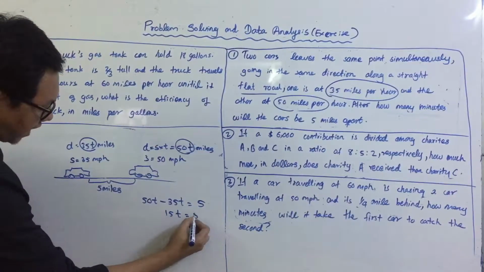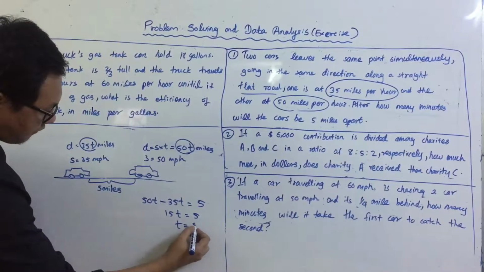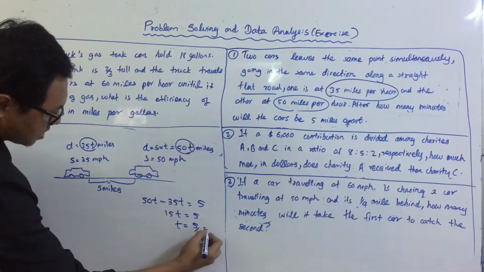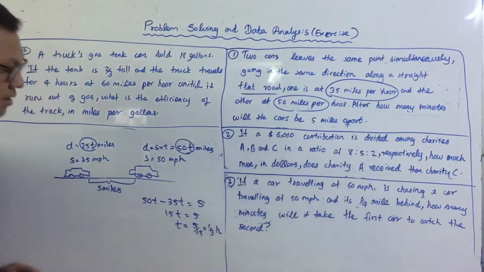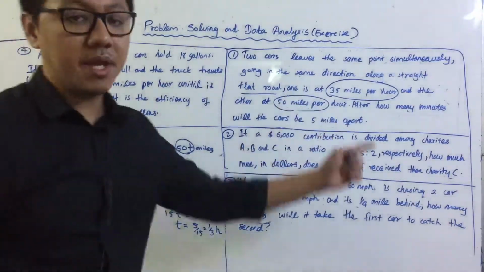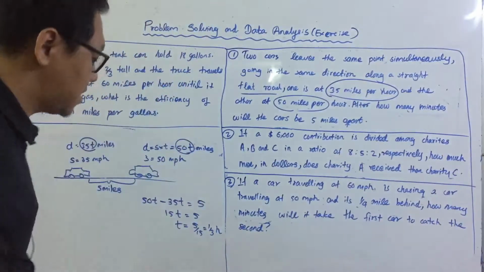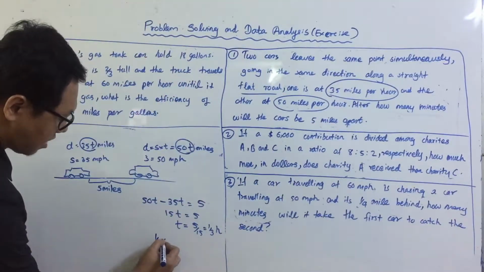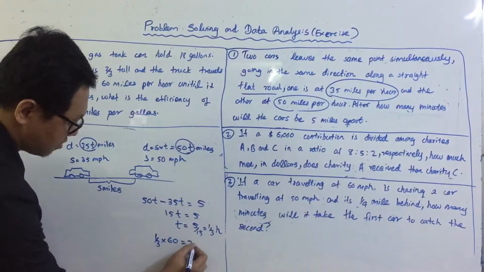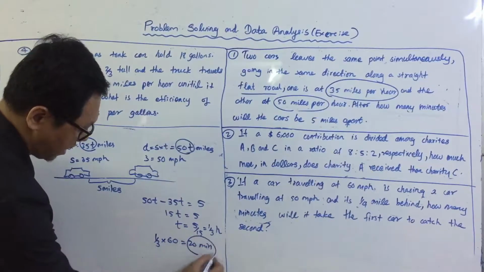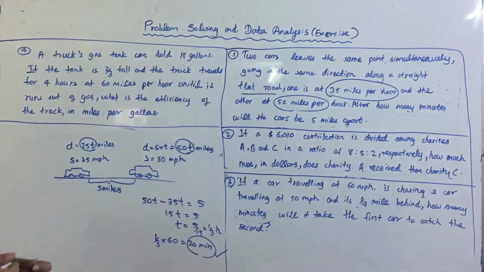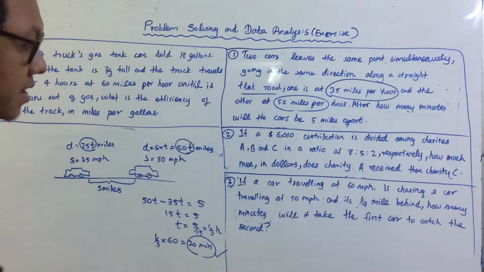15t equal to 5. t is equal to 5 over 15, which is 1/3 hour. But they are asking how many minutes, so you have to change it to minutes. 1/3 times 60, which is 20 minutes. That is the answer. Okay, so I'm gonna explain number 2.